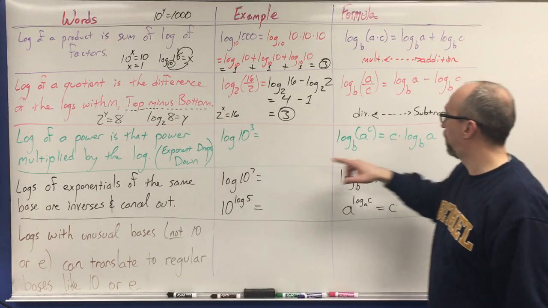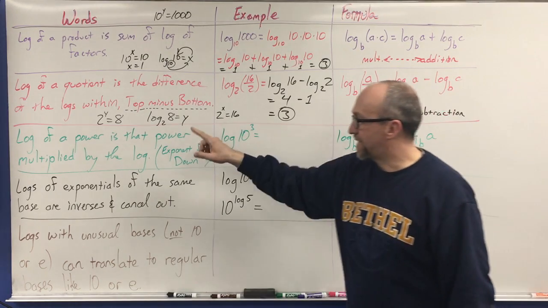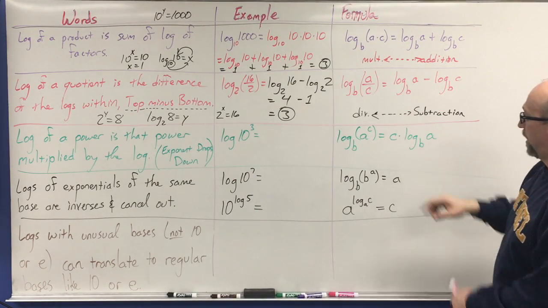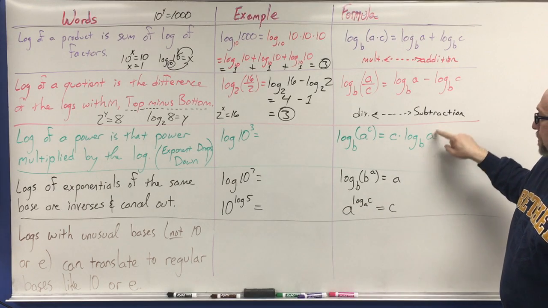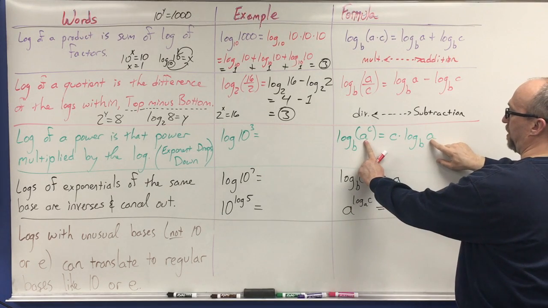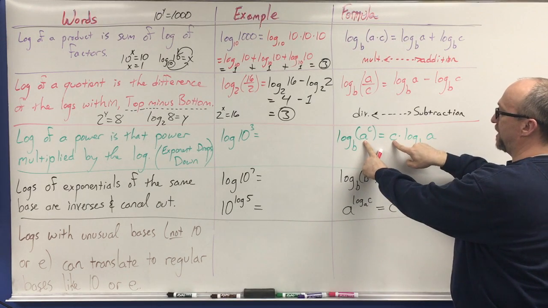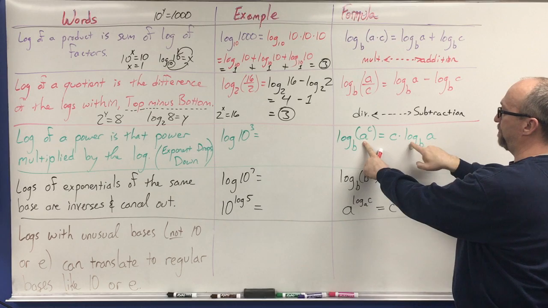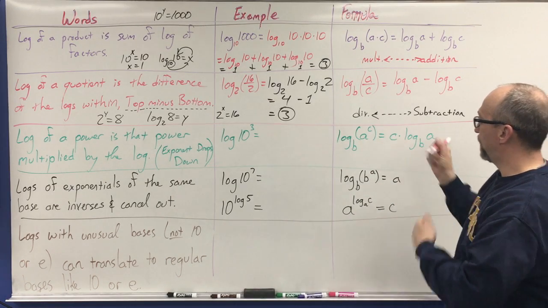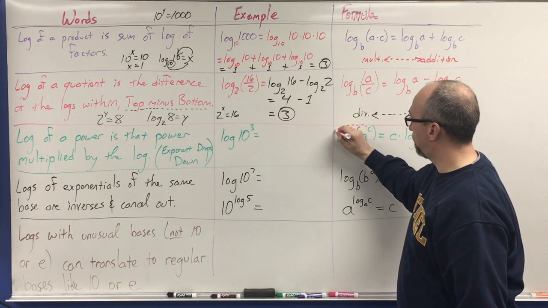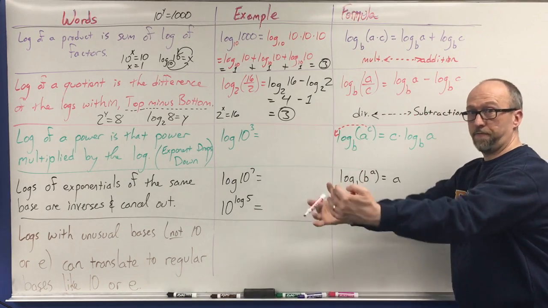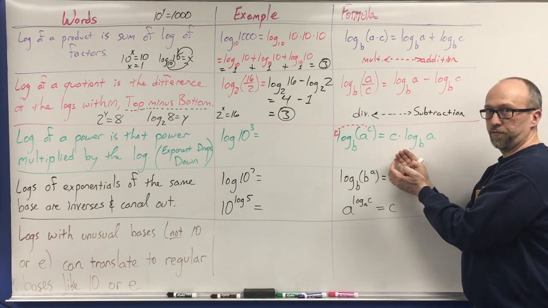So the log of a power is that power multiplied by the log. Notice what happened here. The a no longer has the c on it. The c is now in front. It's the power times that logarithm. So what happens is that the power drops down and it becomes what's called a coefficient. It becomes a number out front.